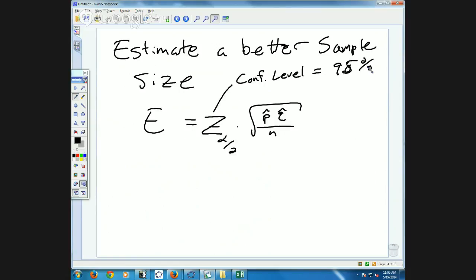What's my z-score going to be for a 95% confidence level? 1.96. Yeah, so that means z 0.025 is going to be about equal to 1.96. That simplifies my formula a bit. I have 1.96 about there. Now here's a little problem. I don't have a sample yet, kind of, or maybe I do.